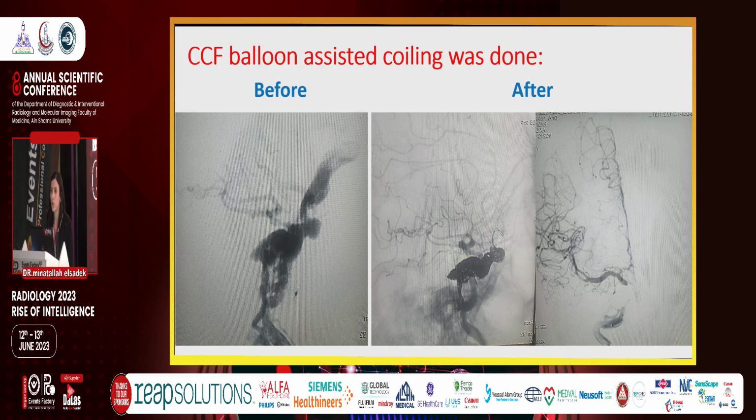Transarterial balloon-assisted coiling was done, and here are the before and after angiographic images showing complete closure of the carotid cavernous fistula, as well as the restoration of the ICA appearance, with disappearance of the cavernous sinus early filling. This patient was discharged 48 hours after the intervention with improvement of all his symptoms, including the proptosis.